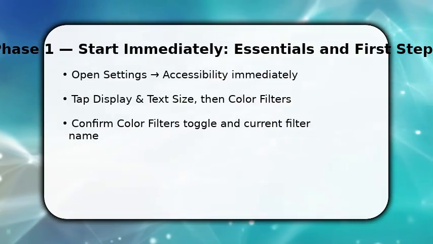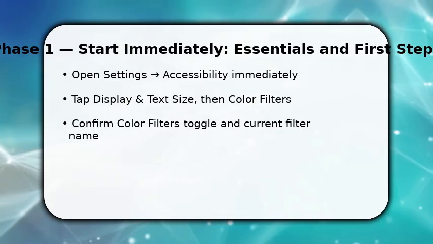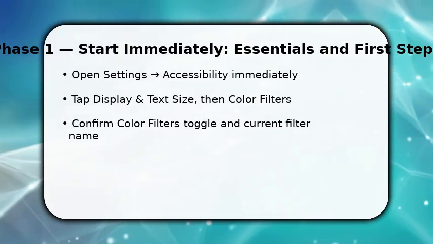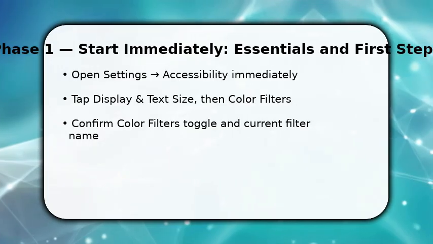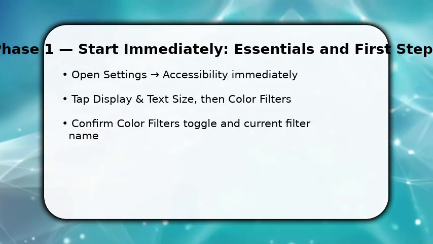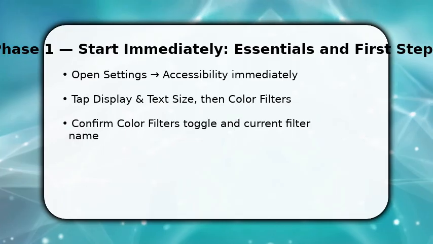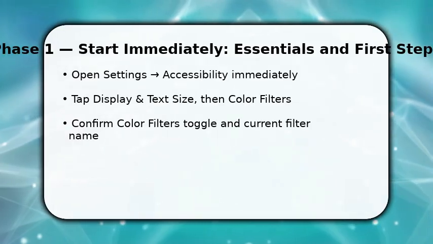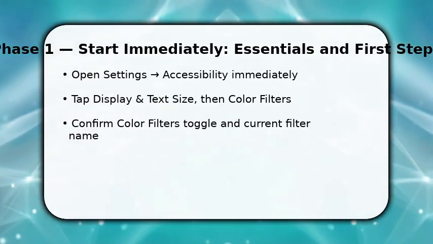You must check the toggle state. If it's on, you're actively applying a filter. If it's off, the issue lies elsewhere. Make sure to note which filter is selected. This tells you why colors look shifted. You're doing this now to remove the active color adjustment that's altering all apps.